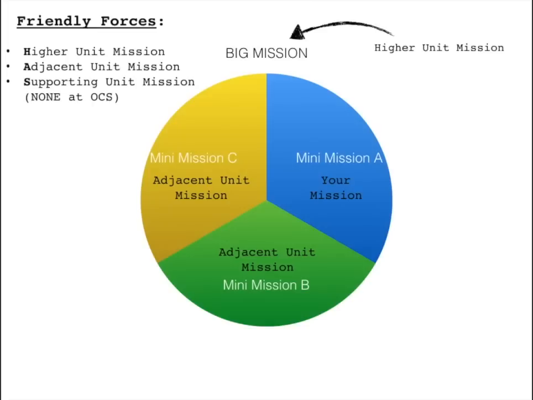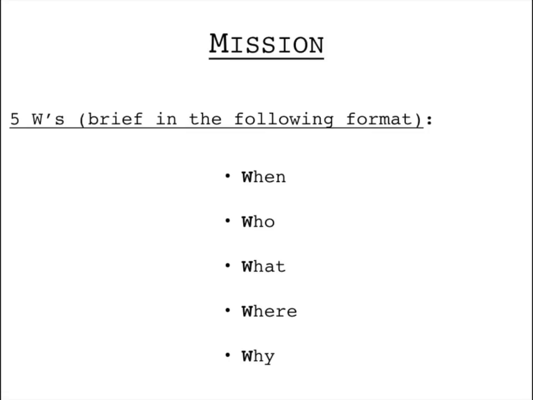All three fire teams have their own individual mission that contributes to the mission of the squad, the higher unit mission. Now let's move on to mission. Mission is briefed using the 5 W's, in the following format: when, who, what, where, why. When will the mission start? Who, which squad or fire team, so this is the team you are leading. What do they need to do? Where, at which grid location is the objective, and why, in order to do what. You have to answer all of these questions in your mission brief.